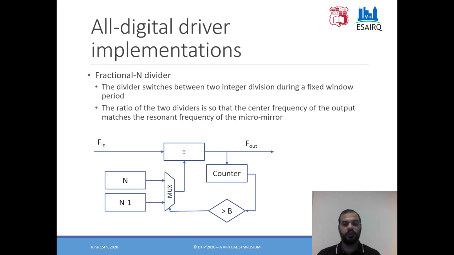The ratio between the two integer divisions is chosen in such a way that the center frequency of the synthesized output is at the required frequency. This allows the system to achieve a frequency resolution which is way higher than what can be achieved using integer divisions. However, this technique introduces spurs adjacent to the center frequency in the spectral response of the output.